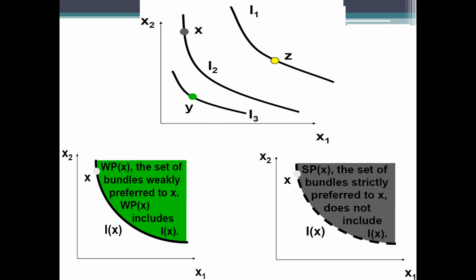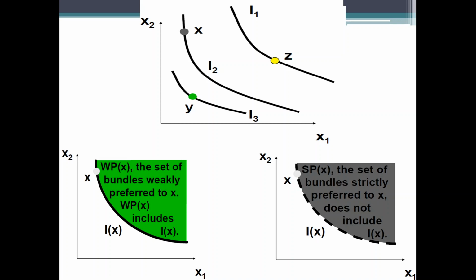Why? Because the bundles above the indifference curve, located in the green area, give a higher level of satisfaction, higher utility, and are more preferred than X. But all bundles along the indifference curve give the same level of satisfaction and are equally preferred as the bundle X. To the contrary, looking at the right-hand side diagram, we see the indifference curve is dashed.